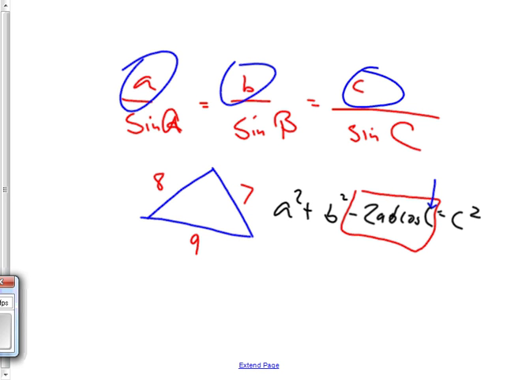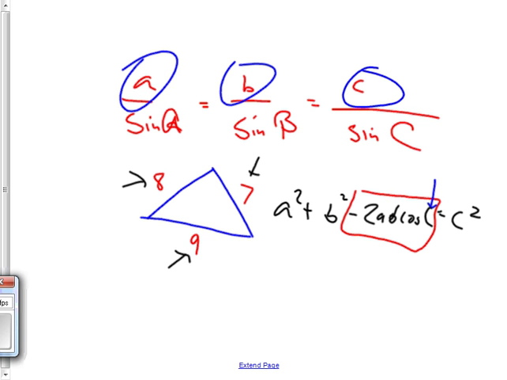And just so we're all the same, who's using what for what? Is this A, B, or C? How many of you are using that as A? 8 is the A. How many of you are using the 7 as the A? And how about the 9 is the A? Nobody used the 9 as the A? Okay, fine. I'm not going to make you change your mind. It actually works no matter what you do.